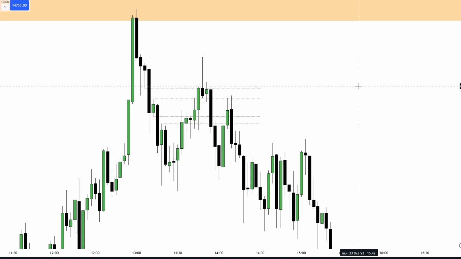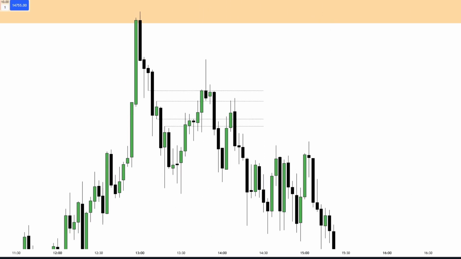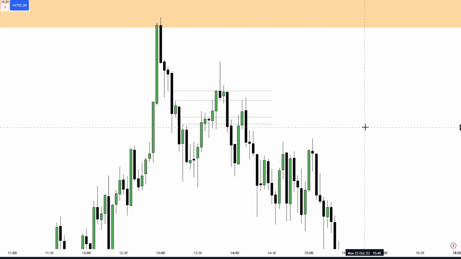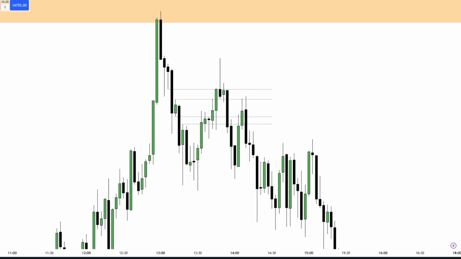And you will primarily see me use the inversion fair value gap, but I also use a normal fair value gap, like in this case right here. So yeah, that is all that I need in order for me to get inside a position.